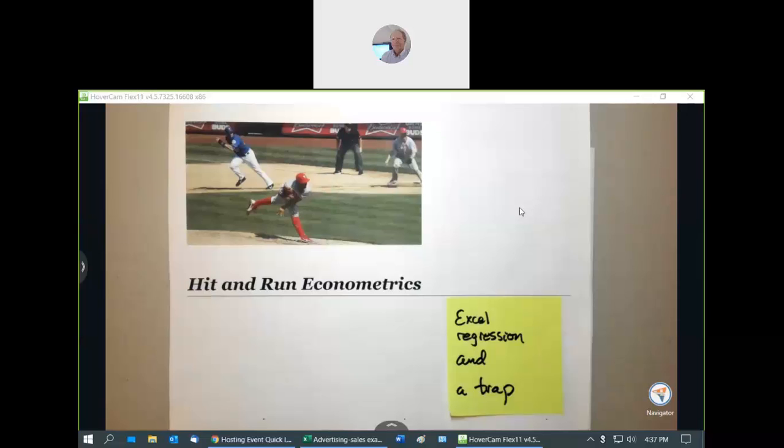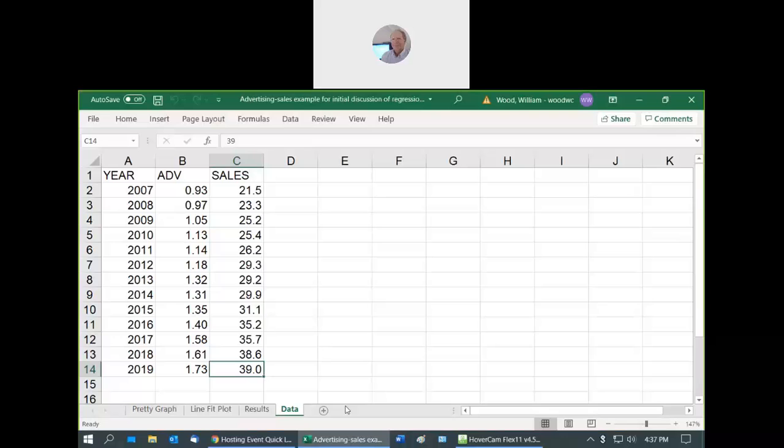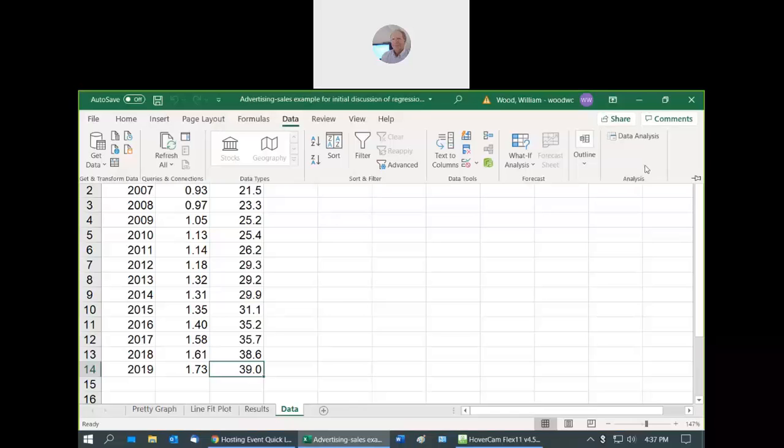He was going to show them how effective their advertising was. And so he got data from the cousin who did the bookkeeping on advertising and sales. This is all in millions of dollars for that small business, and proceeded to do a regression. Let's see, just a little review here of how to do it in Excel.